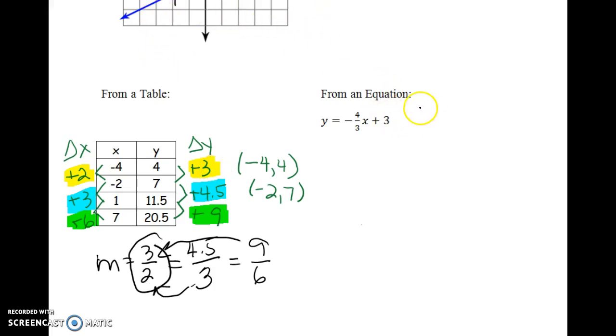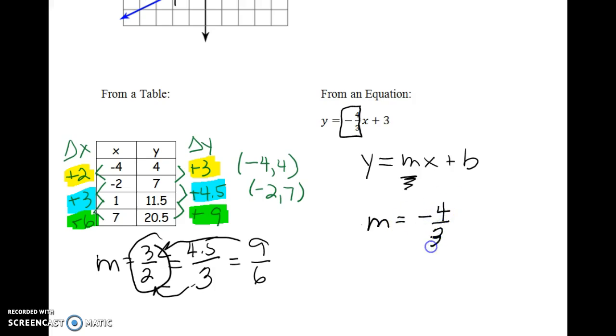For the last thing, we have slope from an equation. If you'll notice, this equation is written in slope-intercept form, and that's y equals mx plus b. M is our slope. It's always the coefficient of x. So our slope is this coefficient here. And it's as simple as that. Slope is negative 4/3.